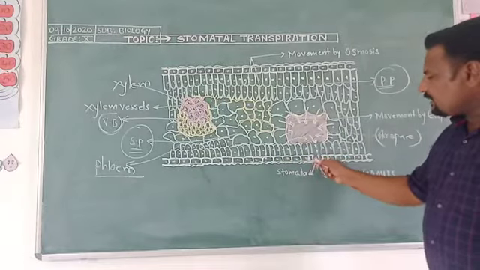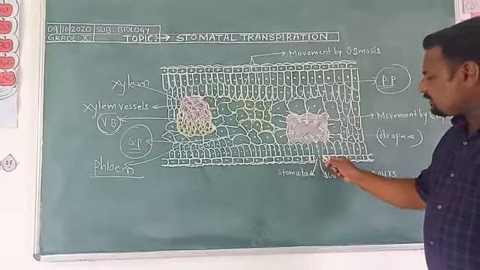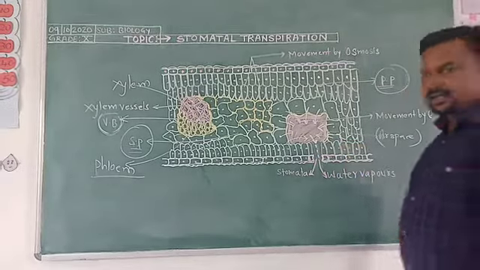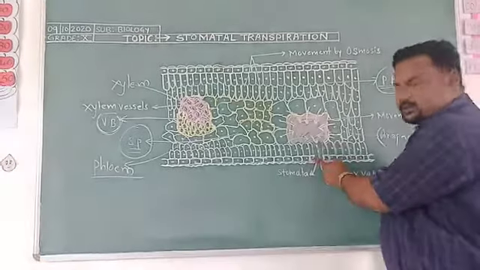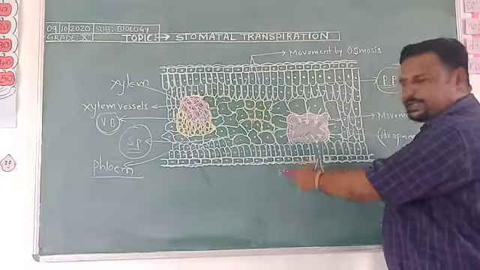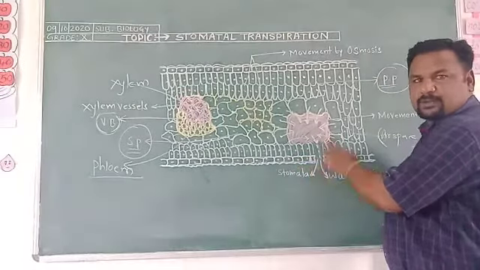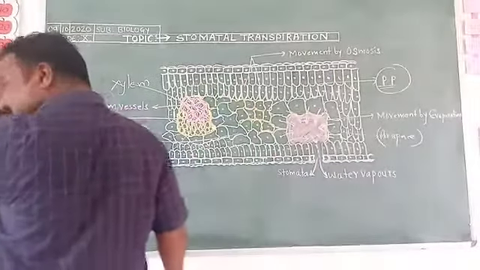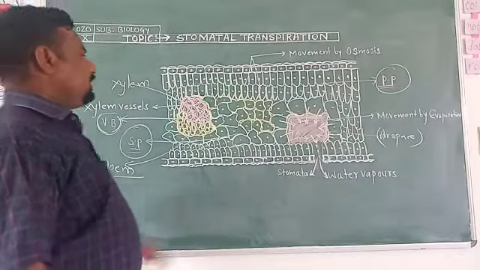Here, this is a guard cell. The stomata is composed of guard cells, kidney bean-shaped guard cells are there. This shows a stomatal opening. This is the opening of stomata. So the mechanism of stomatal transpiration, what happens?